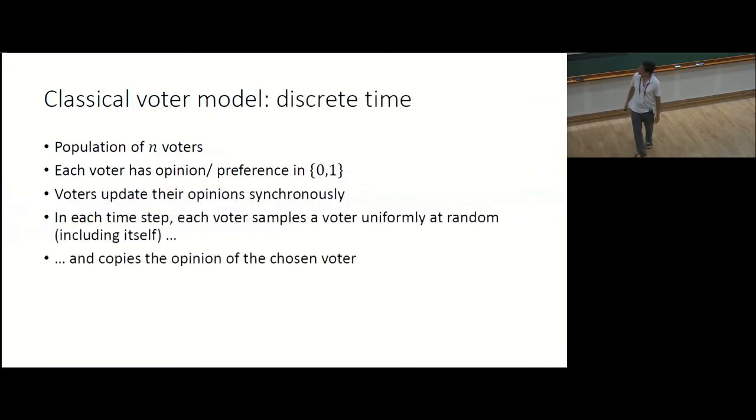Okay, so let's look at the discrete time model in some detail. So we have n voters. Time goes in steps, and in each step they all simultaneously update their opinion. So there's a synchronous update, and what each voter does is independent of the others. They sample somebody at random, possibly including themselves, and then adopt the opinion of whoever they talk to. That's the model.